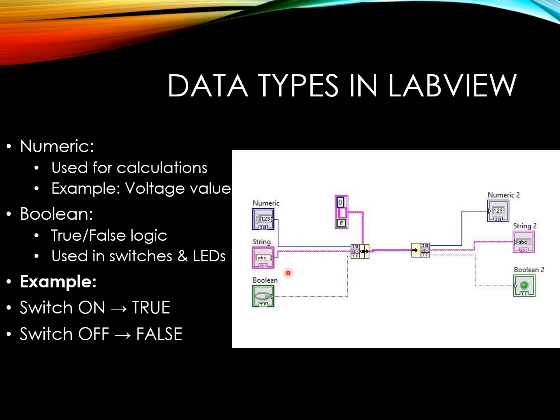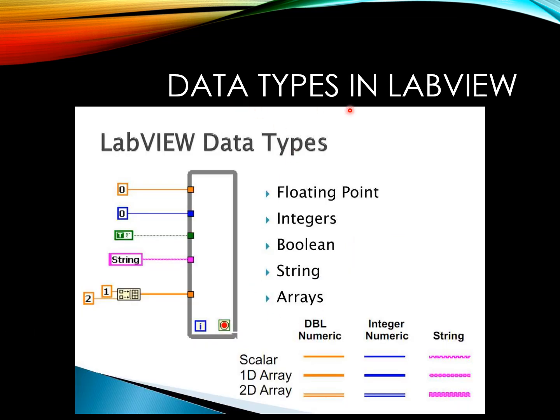Similarly, strings are also a data type, which are rose color, where this color indicates which data is flowing from which position to which position. Such informations are easy in LabVIEW programming. And data types in LabVIEW are visualized in this particular structure.